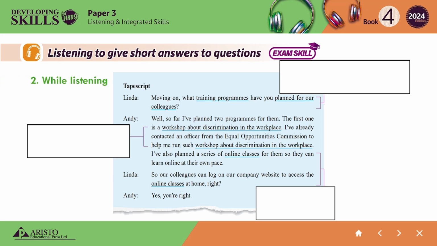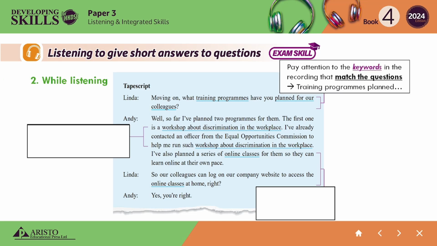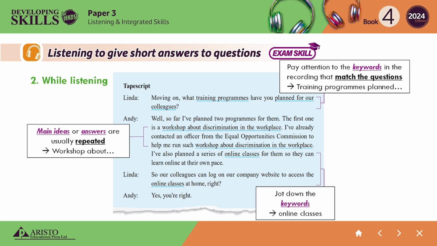While you listen, make sure to follow these tips. Pay attention to the key words in the recording that match the questions. For instance, this line mentions training programs, just like the question. Main ideas or answers are usually repeated in the recording so that you know it's important, like workshop about discrimination. Also, make sure you write down the keywords you hear, like online classes.